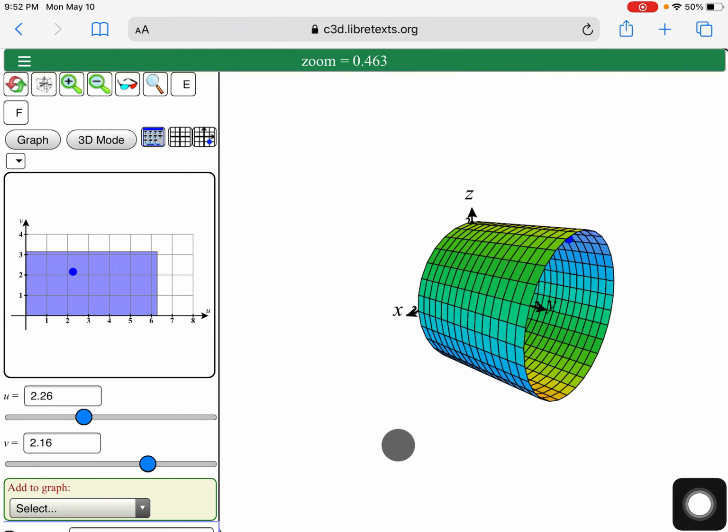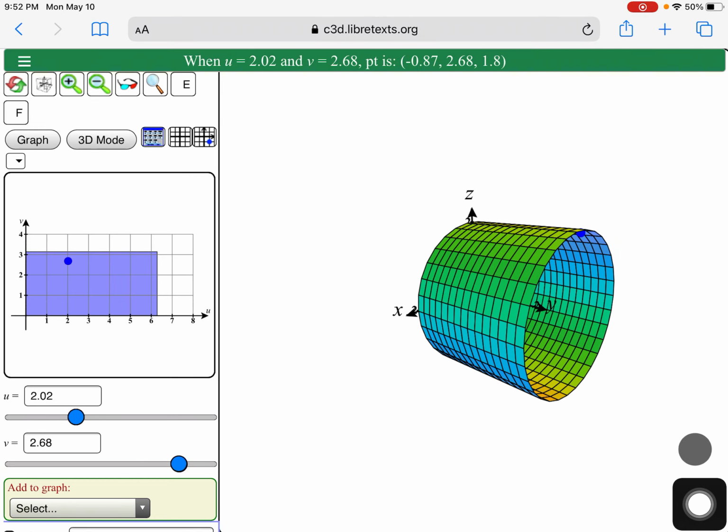So the grid curves we generated before were the ones where the y value, the v value, was 1. So I'm going to take this cursor and move it around this way, and you'll see that that's going to generate, go around the cylinder once. So it's going to generate that circle that we saw.